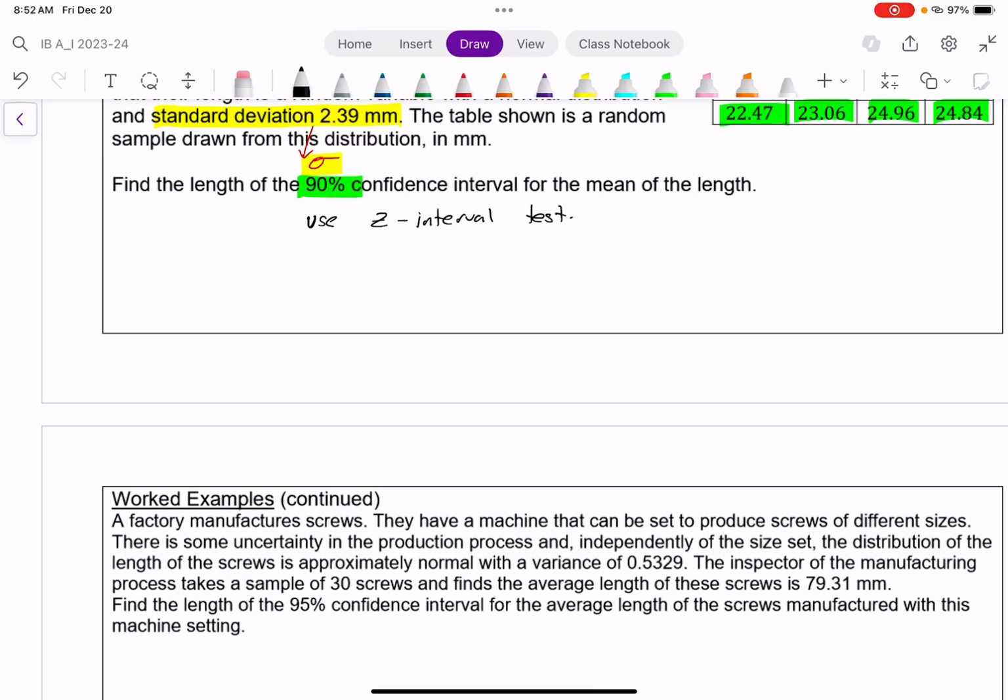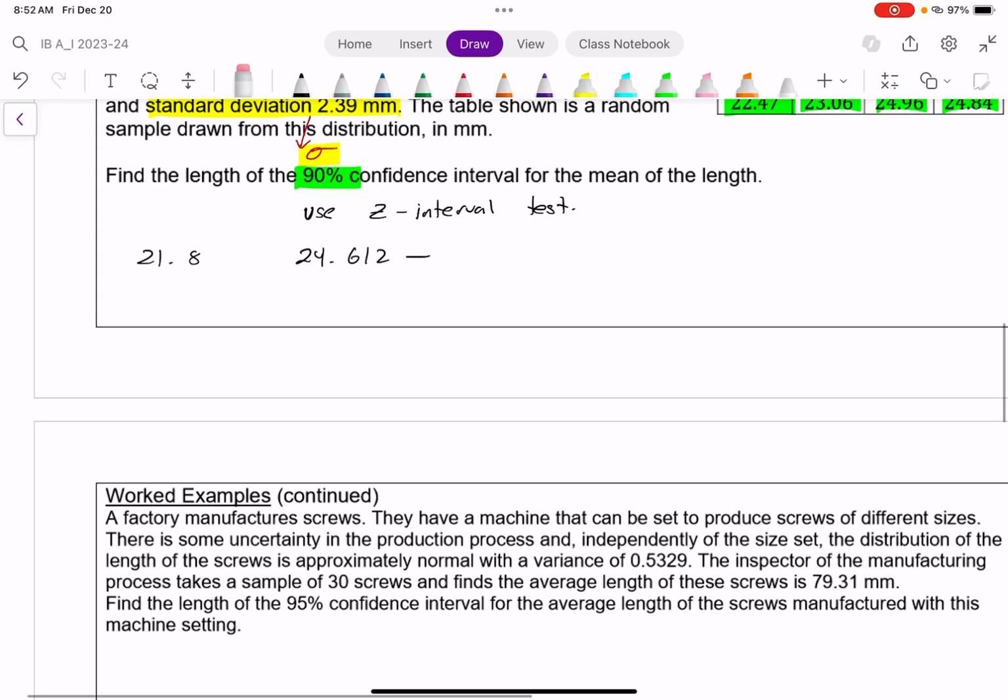In this case, we get an interval of 21.833 to 24.612. That's the interval. Again, we want the length of the interval. So I subtract the bigger minus the smallest. So maybe I'll go back to what I was writing at first, because again, we just want the length.